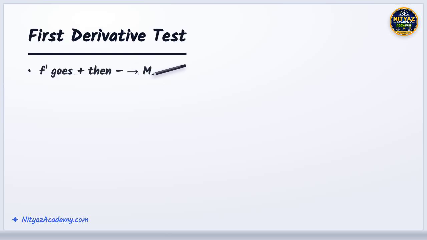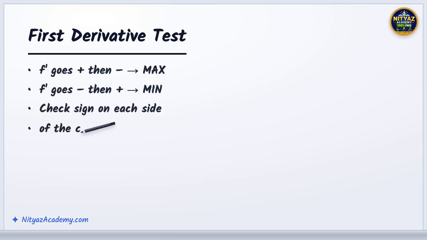How do you tell a max from a min? Look at the sign of the derivative on both sides. If the slope is positive, then turns negative, the function rose then fell, so that's a maximum. If it's negative, then turns positive, the function dipped then climbed, so that's a minimum. This is the first derivative test.